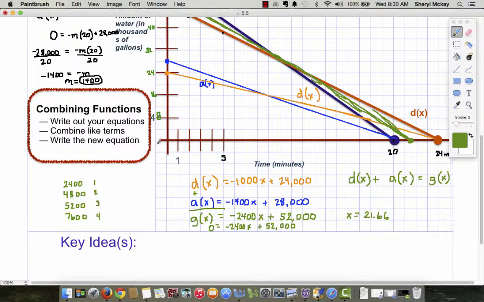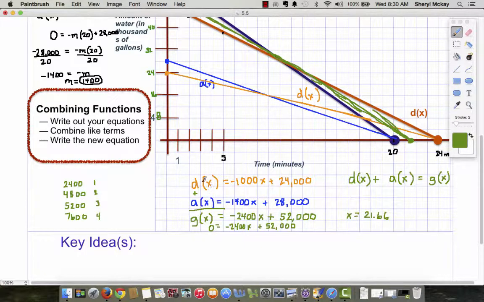And as long as they have the same x's, and in this case the x was time, so it was the same amount of time regardless, then as long as it's an f of x and a d of x and a g of x and an a of x, and it's always the x that you're putting in there, then you can just combine your like terms. You just add those two together. Or if you had to find the difference between them, you would subtract them. Either way, you're combining your like terms and then you write your new equation.